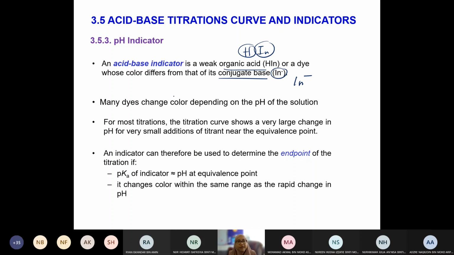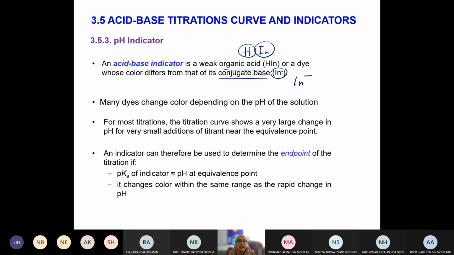So dia bukan base tau, dia adalah weak acid yang digunakan sebagai indicator. Indicator means to indicate something. Okay, to indicate that we have to stop the titration, to indicate that the equivalent point has been reached. It's an indicator to indicate something.